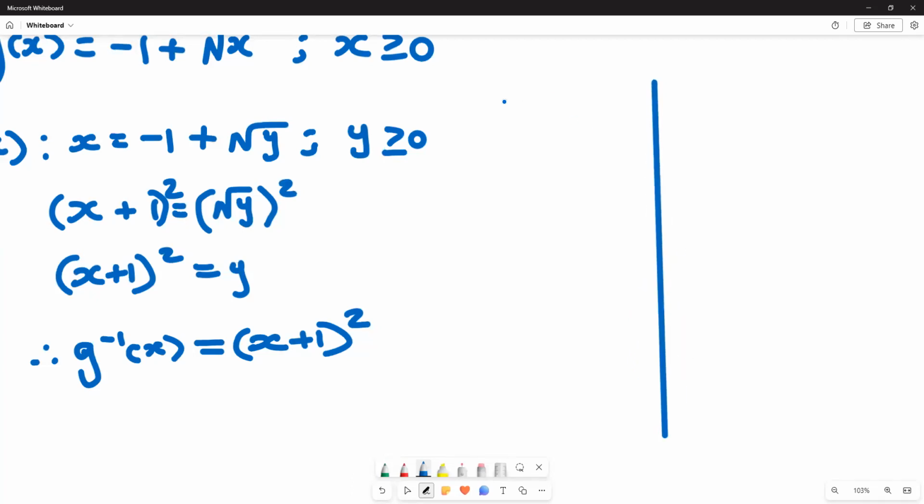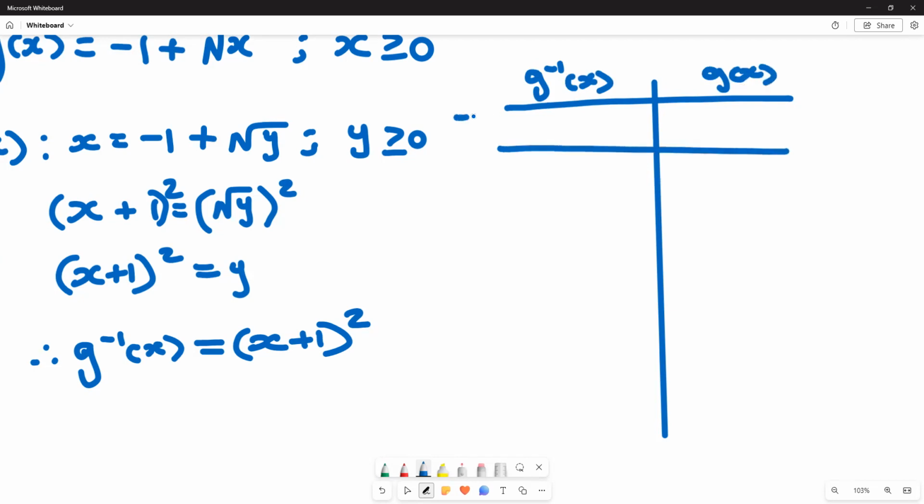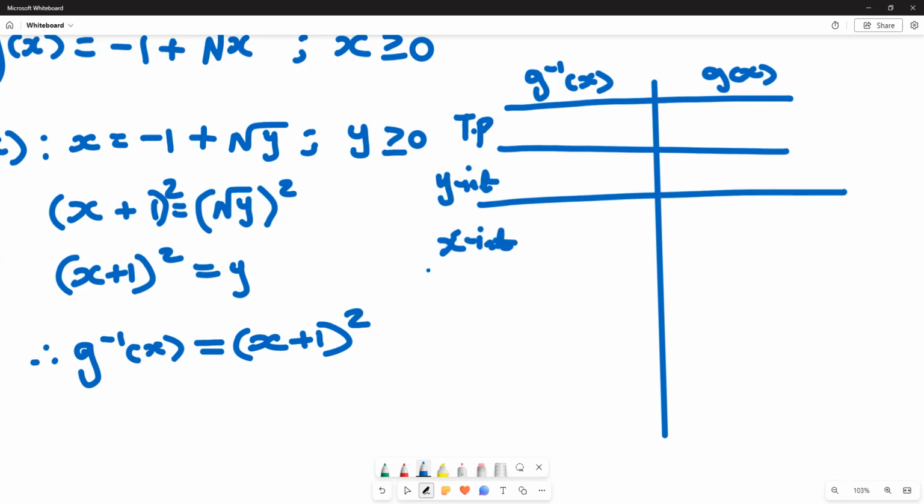I'll show you the table again here. So the inverse is g there, right? Then this side will get g of x. We need the turning point. You need the y-intercept. You need the x-intercept. To sketch a parabola, you need these 3 things.